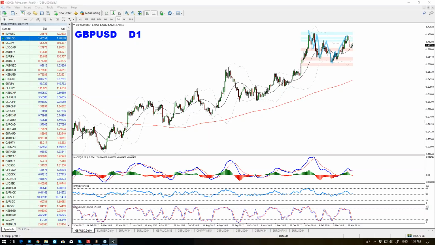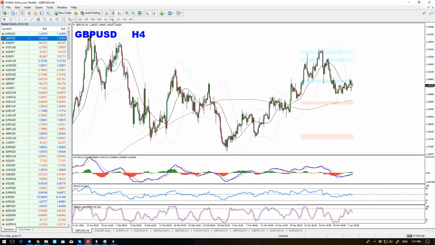So the pound dollar has all the reasons for buys according to the higher time frame, has all the reasons for sells according to the shorter time. So what is the best way to work with something like that? Only short-term trading. Exactly.